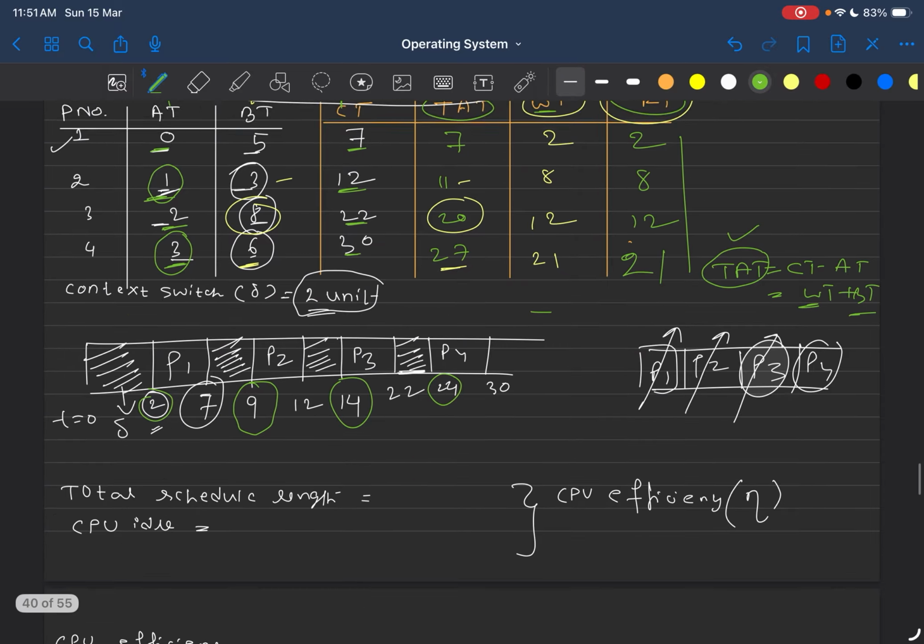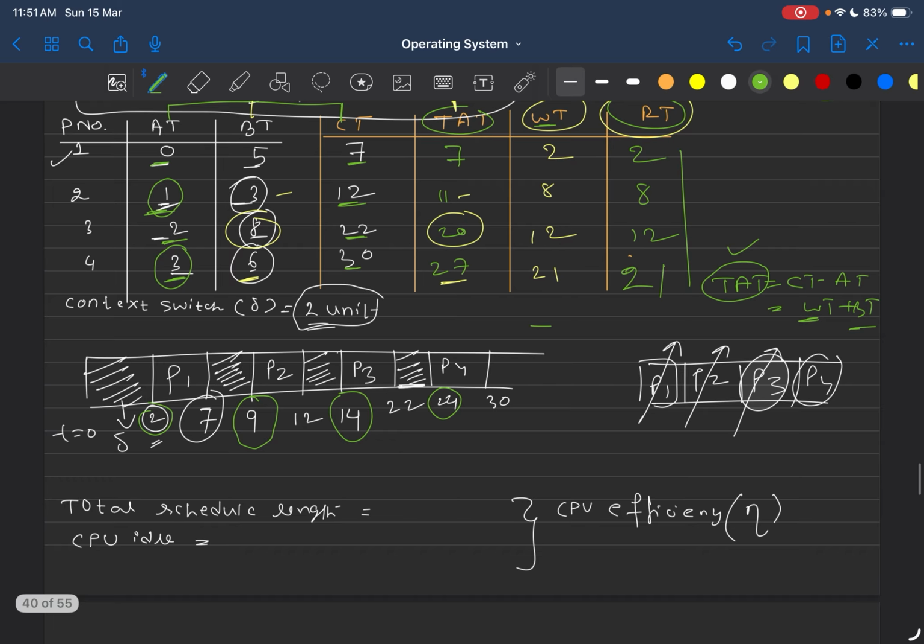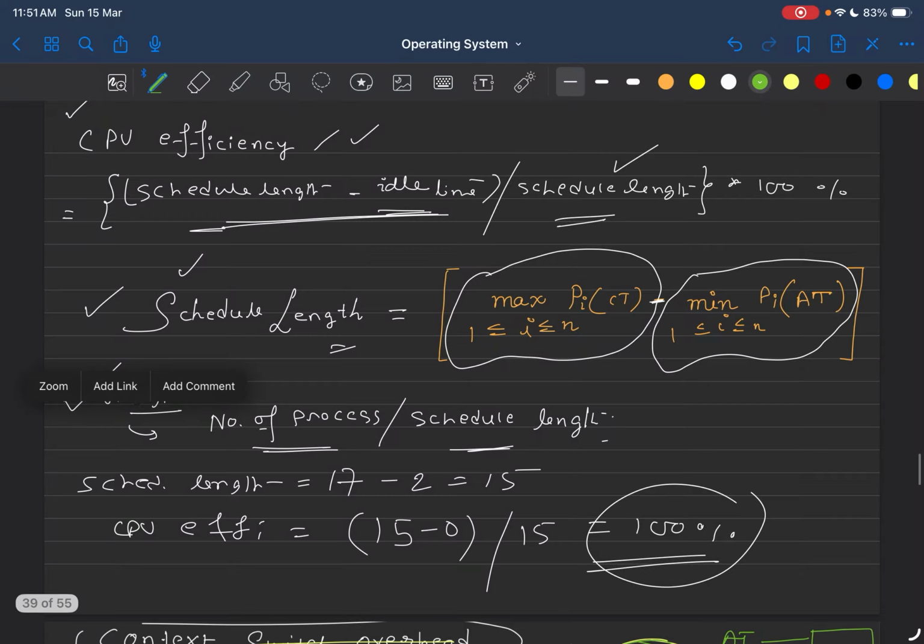So now let's see other things as well. What is the schedule length? If you calculate the schedule length, as I have already told you, it is the max of completion time across all the processes minus the minimum of arrival time across all the processes. If I go back to my previous video, you can see the example.